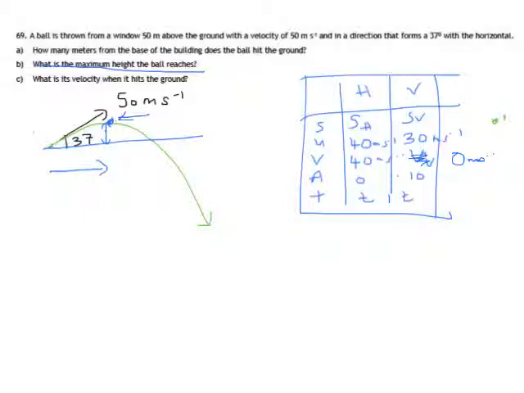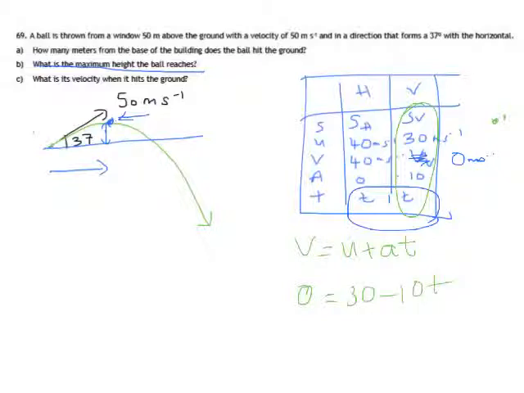So how do we find that maximum height? Well, the first thing we can do is to find t again. We can find t by using the equations of motion. This time it's very straightforward. We can just use v equals u plus at using the vertical column. So we end up with 0 equals 30 minus 10t, which gives us t equals 3 seconds.